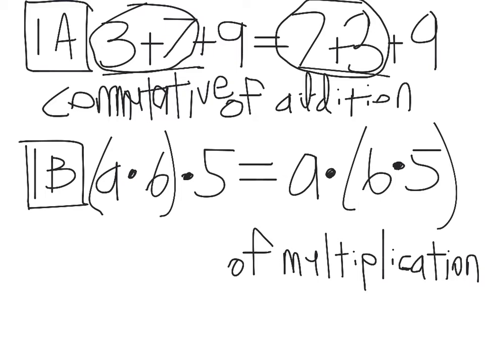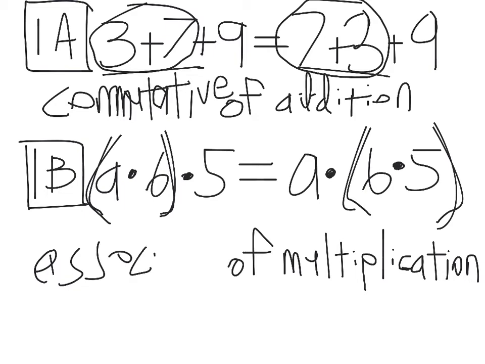Part B, it has a times 6 times 5 on both sides. It's the same order, but the parentheses are around something different. But because you're multiplying, in this case it's known as the associative, A-S-S-O-C-I-A-T-I-V-E. All right, associative property of multiplication.